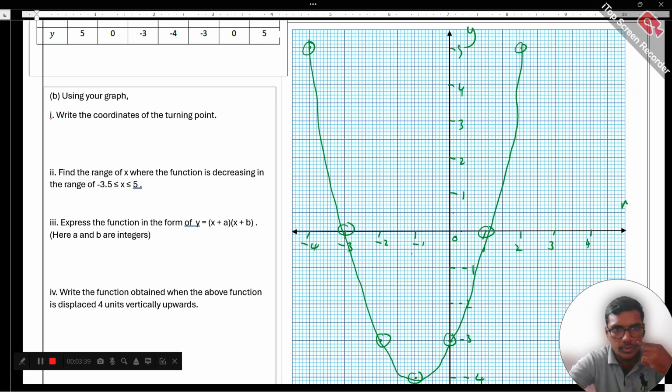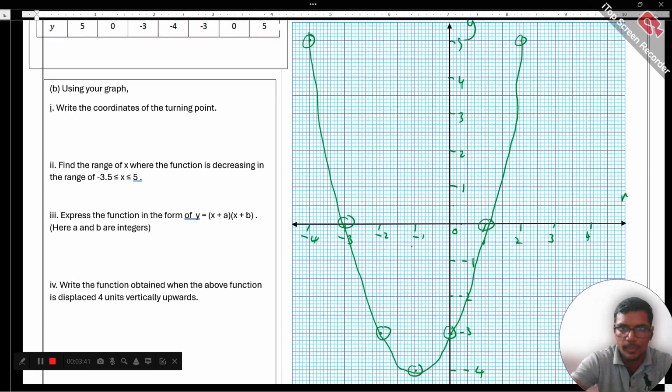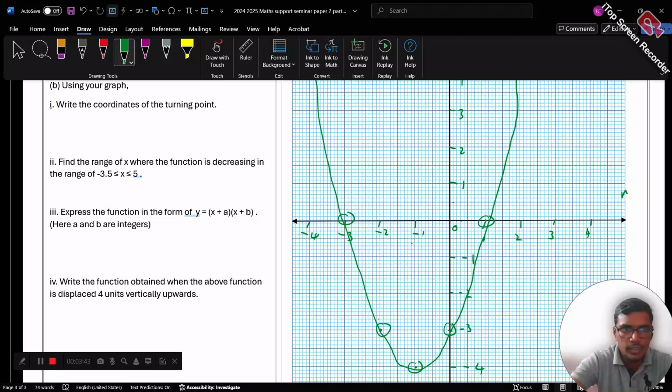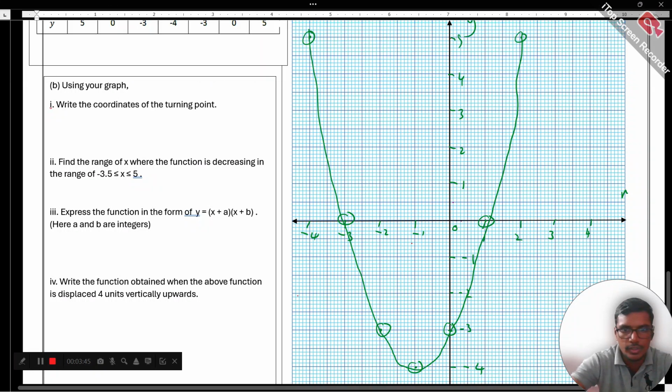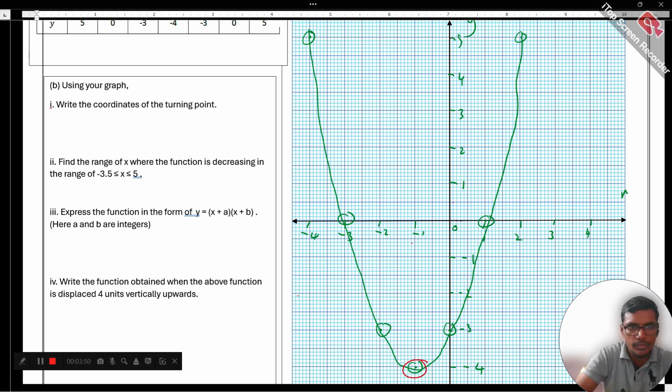Using the coordinates, find the turning point. Turning point will be where the graph is turning. This is the turning point. When they say coordinates, you want to write both x and y values. Turning point coordinates are -1, -4. Both you should write. So this graph is a minimum graph.